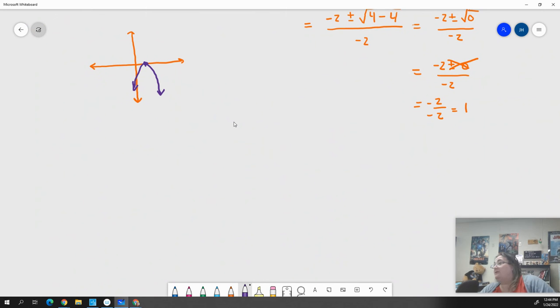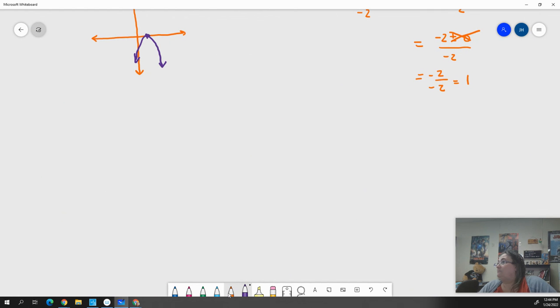Trying to look at what I did on the board next. Ooh, I like this one. What if I have a different color? 9x squared minus 1 equals 24.